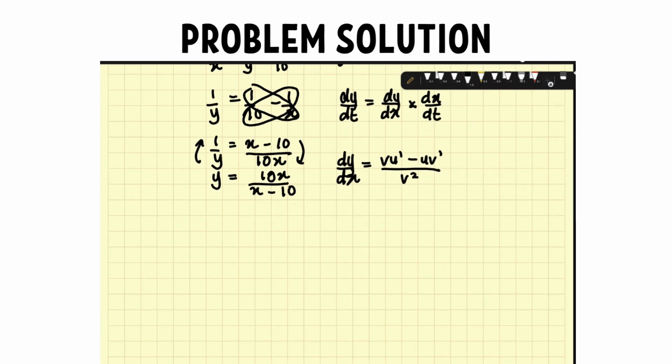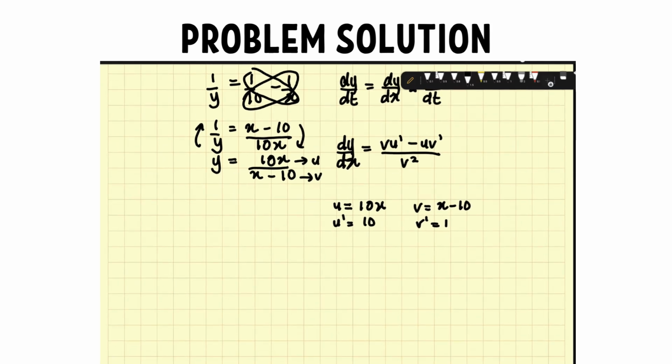So u should be the numerator and v should be the denominator. So u is equal to 10x, then v is equal to x minus 10. So u' should be 10 and v' should be 1. So for dy/dx, we just have to substitute all the information we already made. So dy/dx is equal to vu', which is 10 times (x minus 10), minus uv'. uv' is 10x times 1. So divide by v squared, so (x minus 10) squared.